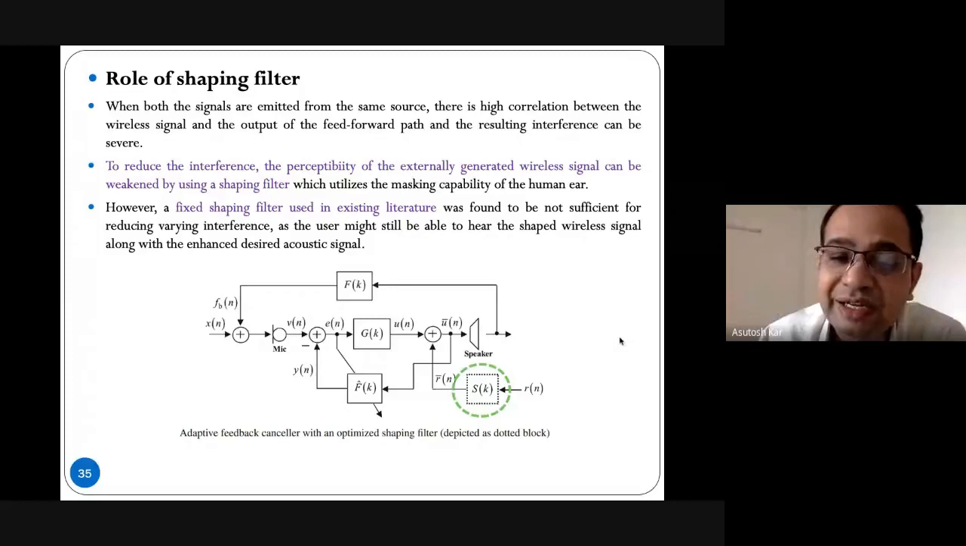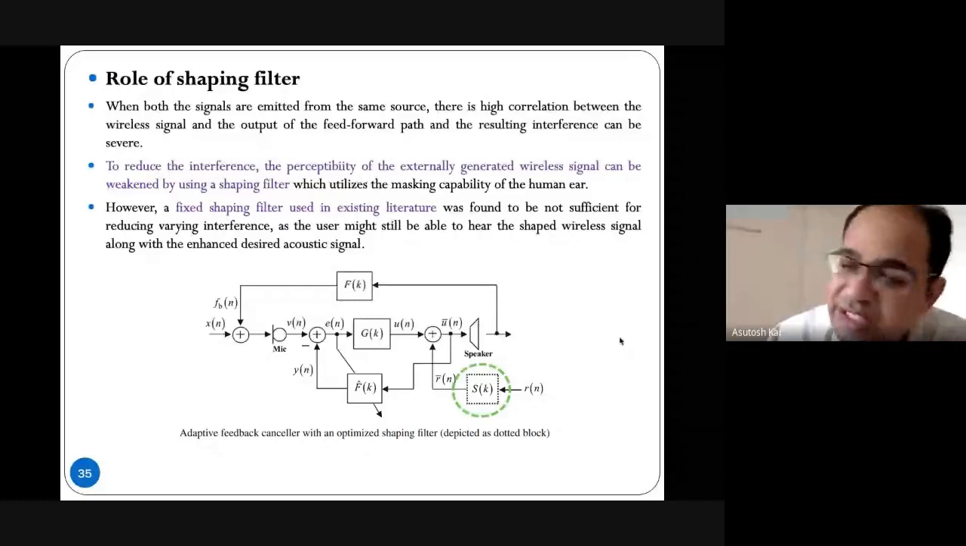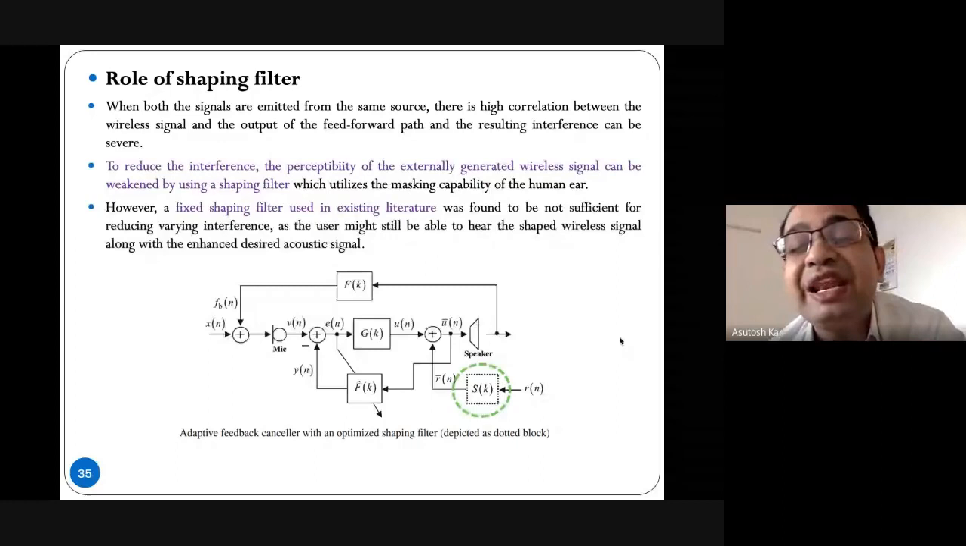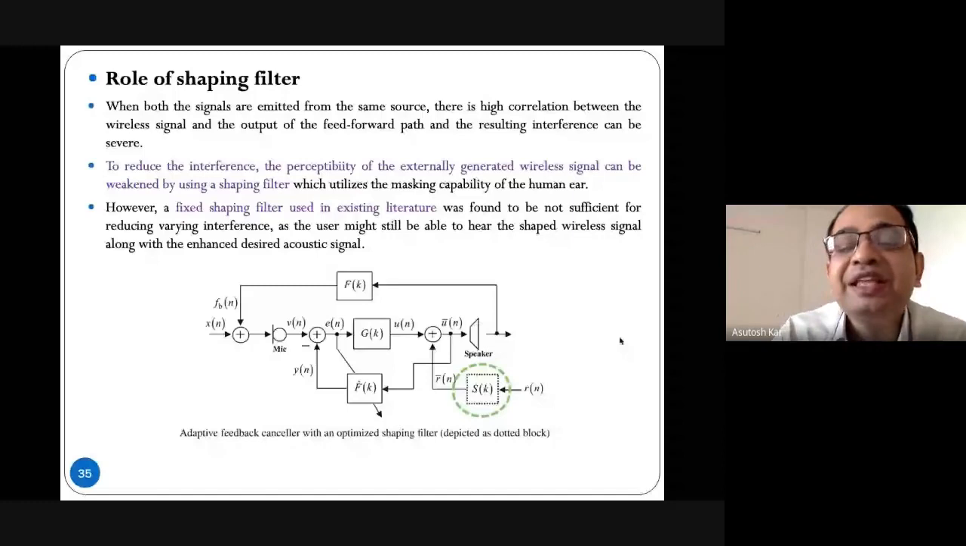Somebody is telling me some important information. This is the scenario: somebody is telling. In that case, I should prioritize, or my hearing aid should be intelligent enough to collect the signal XN rather than the signal RN, that is the probe signal. Because of this, this is what we developed in this entire thing. In that case, the SK, the shaping filter, should work like an all pole filter.